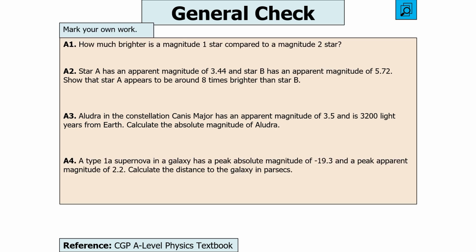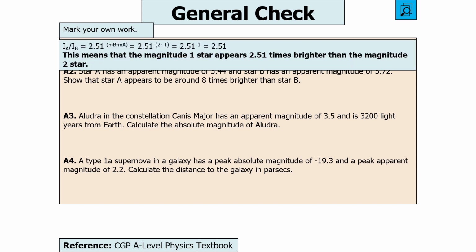Right, so for this first one, you've got to be able to understand you can work out the difference in brightness by doing 2.51 to the power of the difference between the two magnitudes. So it's 2.51 to the power of 1, because that's the difference between 2 and 1. So therefore it's 2.51 to the power of 1, which is 2.51. So the magnitude 1 star is 2.51 times brighter than magnitude 2, because the lower the number, the brighter the magnitude in this particular scale.